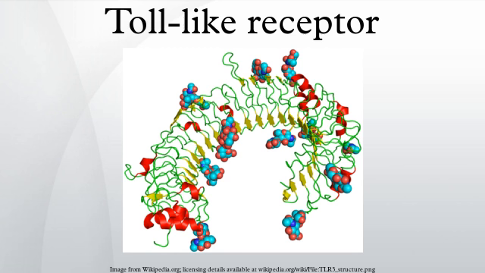TLRs 7 and 9 are present on the endosome of plasmacytoid dendritic cells. These proteins solely make use of the MyD88-dependent pathway to produce interleukins for the maturation of naive T cells to type I helper T cells.